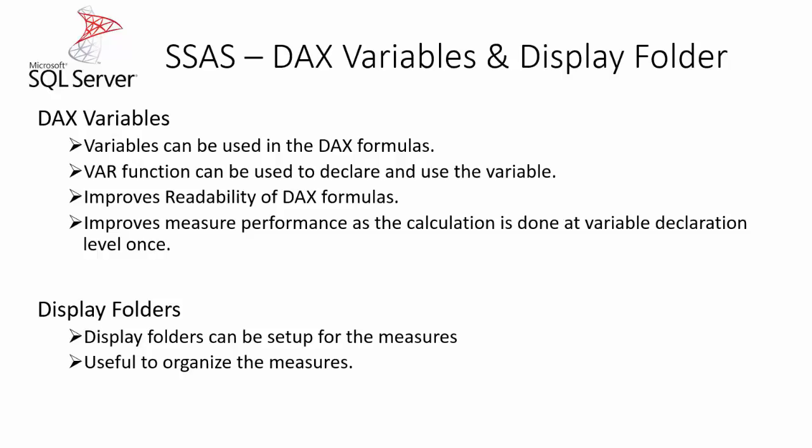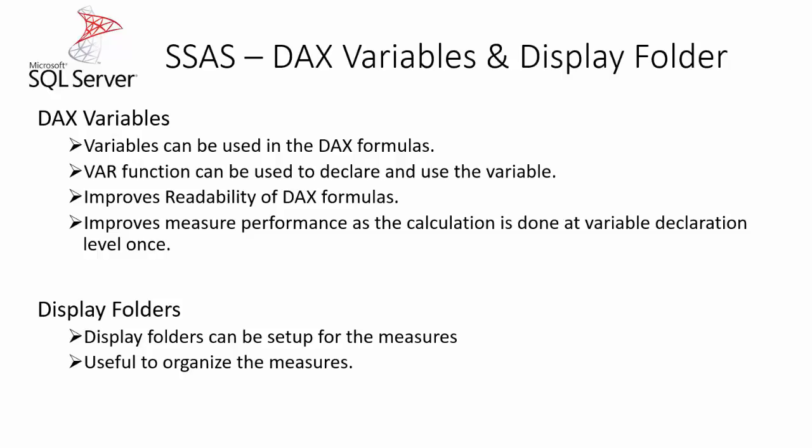So this basically improves the readability of the DAX formula, and secondly, once the variable is declared and some calculation is done in the variable, it can be used in multiple places within that measure calculation itself. So in a way, once the variable is declared and the calculation is done, it will do it once only, so that it will improve the performance of the measure. And for declaring and using the variable, a new function VAR has been introduced, and this feature is already available within the Power BI DAX as well.